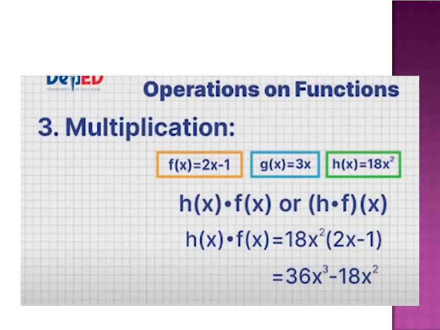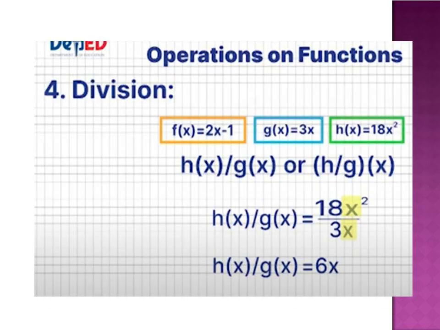And just that, we were able to multiply functions. Thus, we say that the product of h of x and f of x is 36x cubed minus 18x squared. For our fourth operation, division, we will have h of x divided by g of x. This is denoted by h of x divided by g of x, or h divided by g of x.